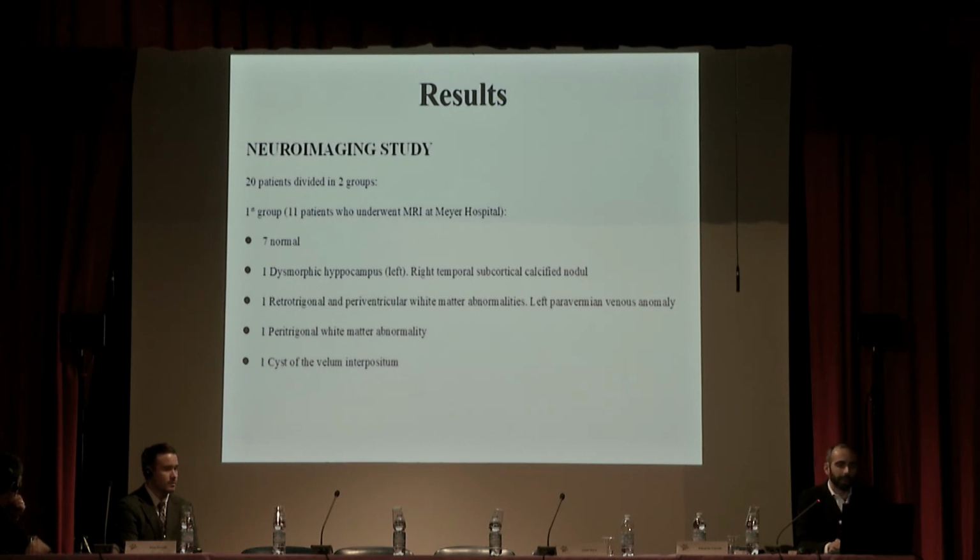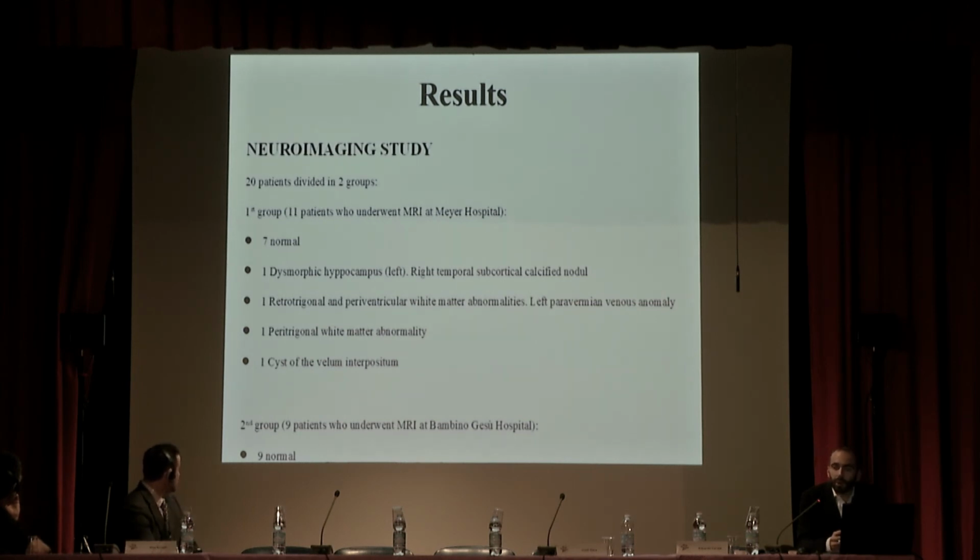MRI imaging study details 2 groups of patients. I'll show you the data for the first group. The second group data is still being processed. The first group: the 11 patients who underwent MRI at Meyer Hospital, we used a neuroradiologist to examine the MRI. 7 had normal MRI, 1 had dysmorphic hippocampus with a temporal calcified nodule, 1 retrotrigonal and periventricular white matter abnormalities, 1 peritrigonal white matter abnormality, 1 cyst of the velum interpositum. The second group had patients with normal MRI.